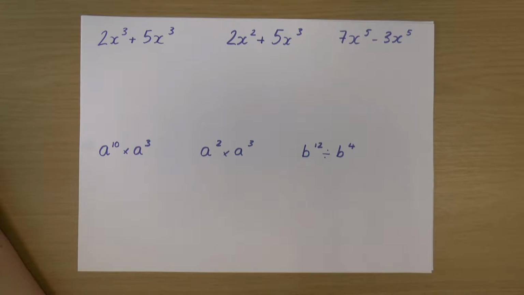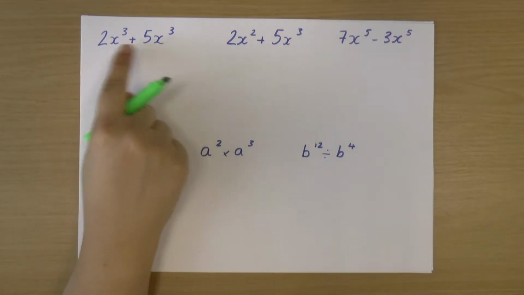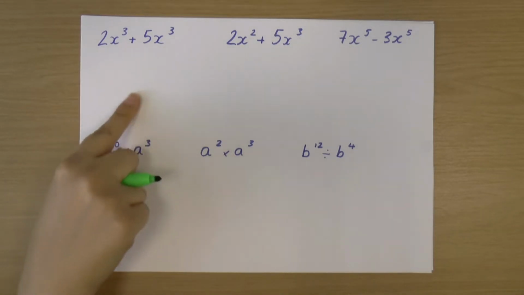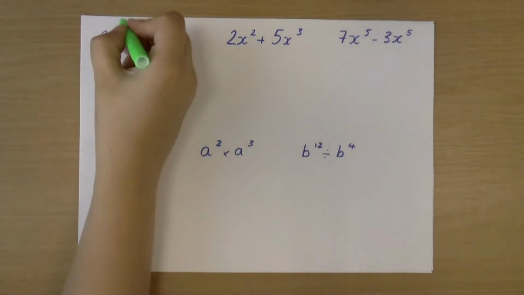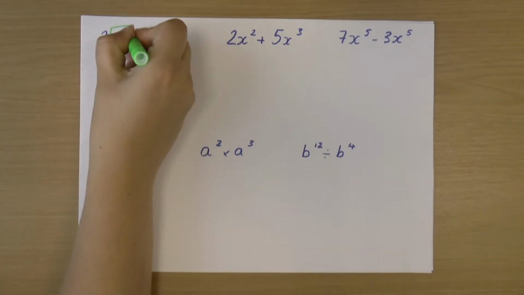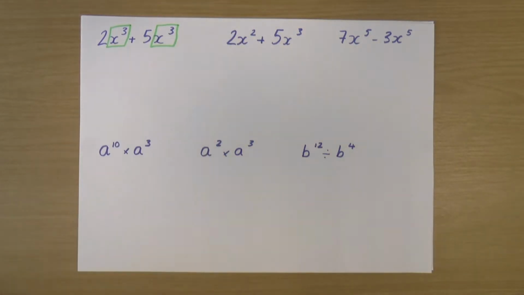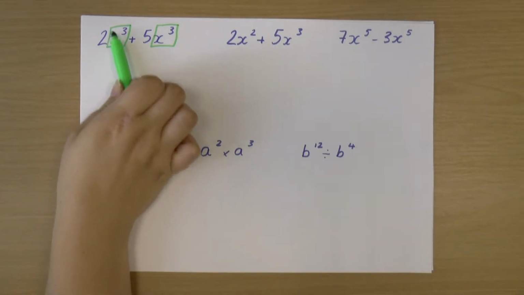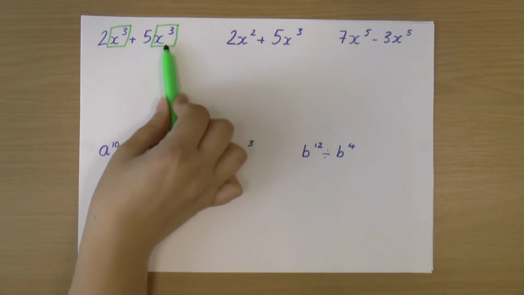The first thing I'm going to do is check that my indices for my x's are the same. I can only add in this fashion if my letters are the same and my indices are the same. So I've got x cubed. Good, they're both the same, that means I can add them. So what this means is I've got 2 lots of x cubed plus 5 lots of x cubed.